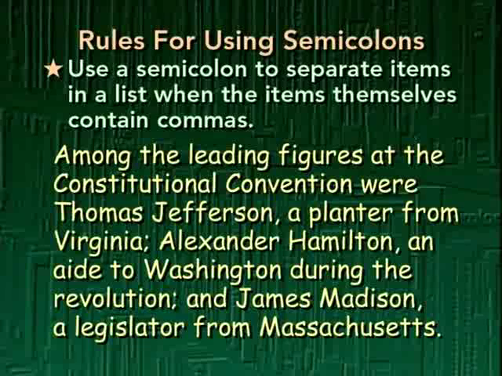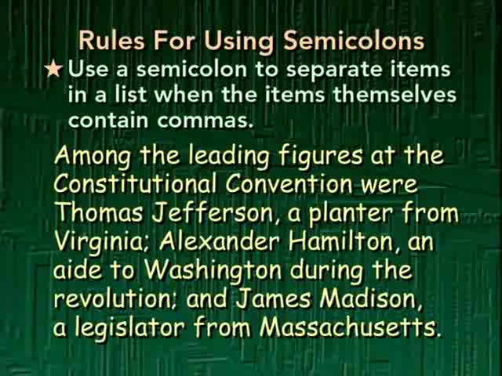Well, what that means is that it's not immediately clear to the reader where each of the three items begins and ends. So the author of this sentence has wisely chosen to use semicolons to separate the items. That makes it clear that there are three items being listed here, even though there are commas within each of the items. So it's correctly punctuated this way: Thomas Jefferson, comma, a planter from Virginia, semicolon. That warns you that another item is about to begin. Alexander Hamilton, comma, an aide to Washington during the Revolution, semicolon. And James Madison, comma, a legislator from Massachusetts.